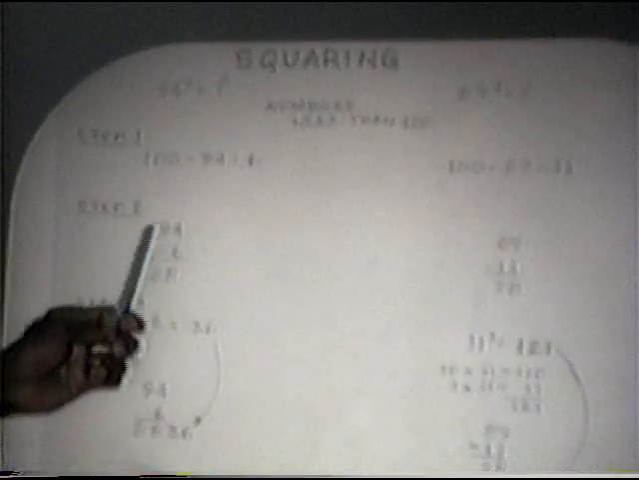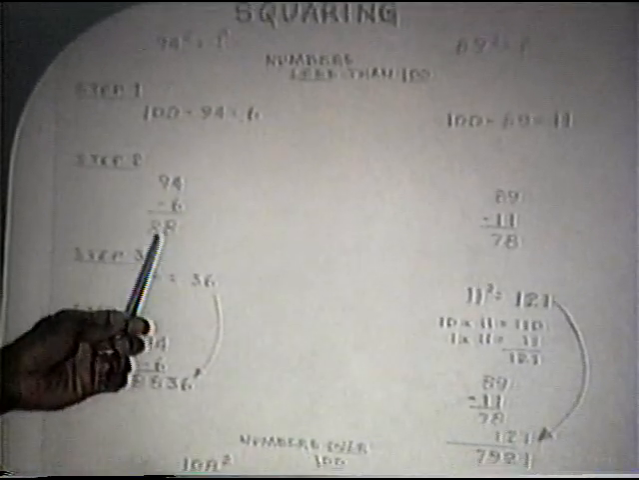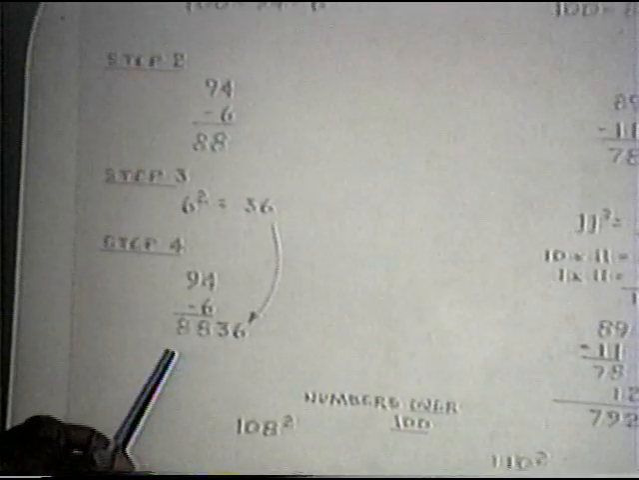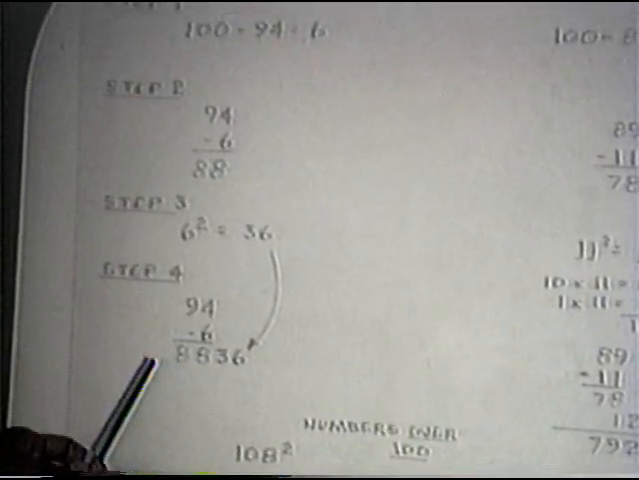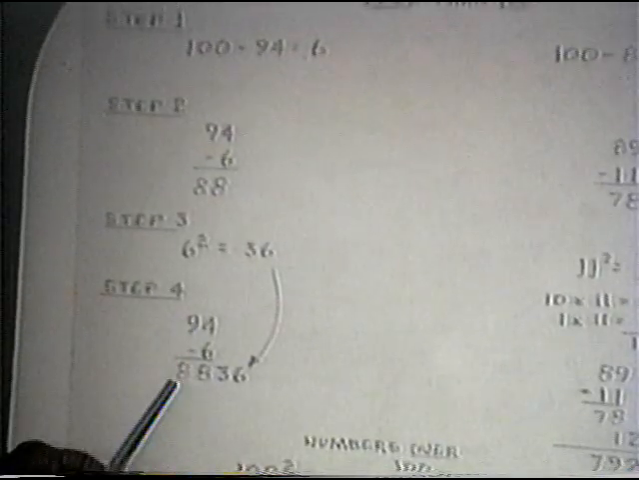Second step, we have the 6 now, and we have the 94. Now we subtract the 6 from 94 and we get 88. The third step is to square that 6. 6 times 6 is 36. Now we have the 88 and the 36. So, 94 squared, or 94 times 94, is 8,836.